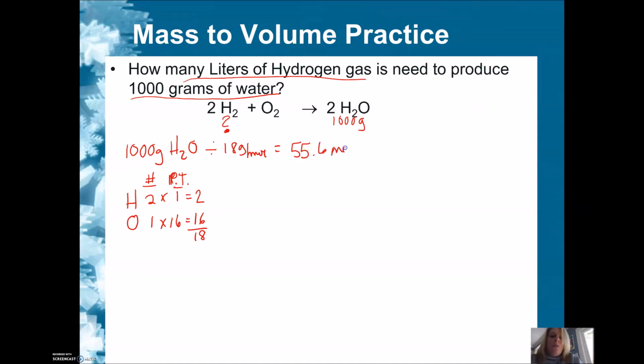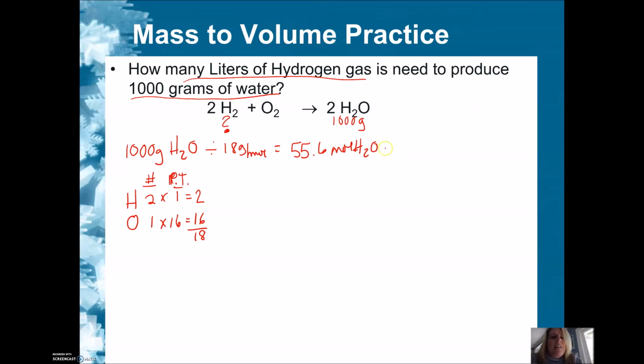So in your calculator, 1,000 divided by 18 should give you 55.6 moles of water. Now, again, keep however many decimal places you want. I kept 1 here. Honestly, there's only 1 sig fig in that number, but I don't want to round that to 60, so we're just going to leave it at 55.6, or whatever you want to round that to.